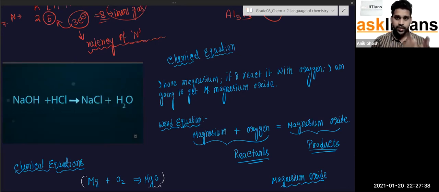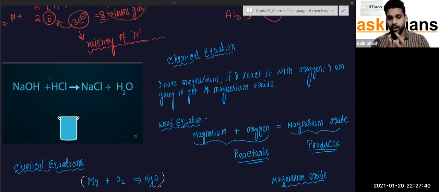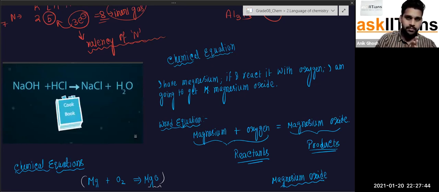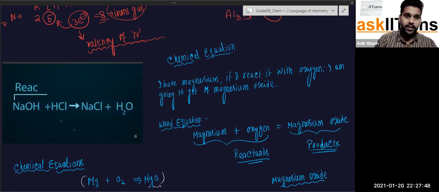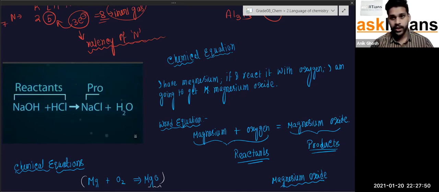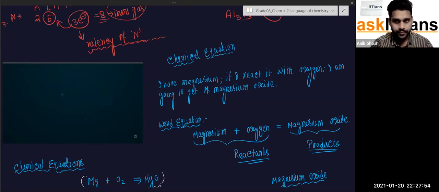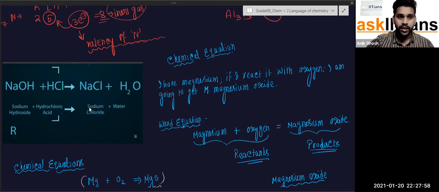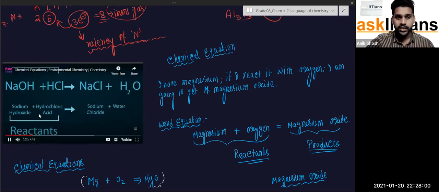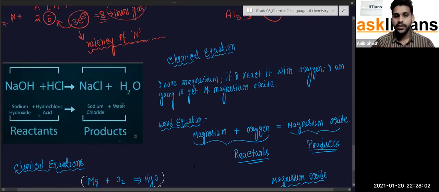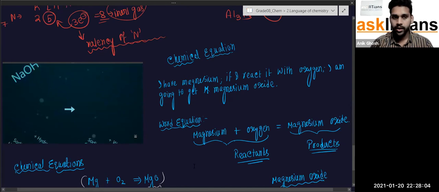So this is the change of chemical reactants into the products, right? So as I told you, the left side, all the things that are written are the reactants, and the right side are the products. So there are so many things. You can see over here, this is the word equation, and above that, this is the chemical equation.